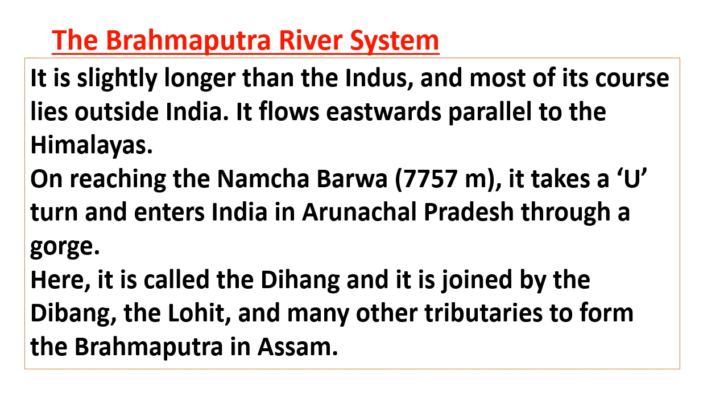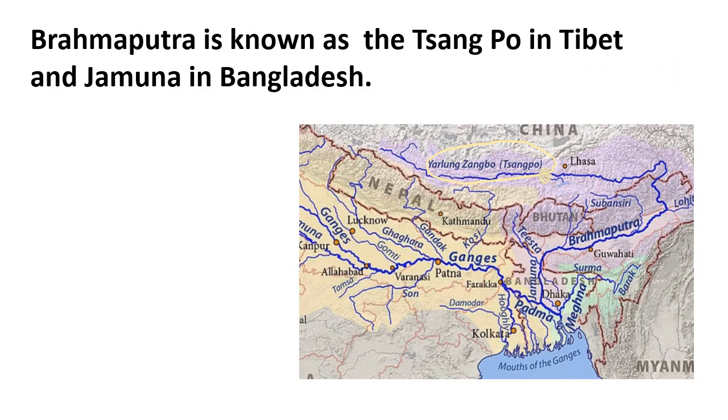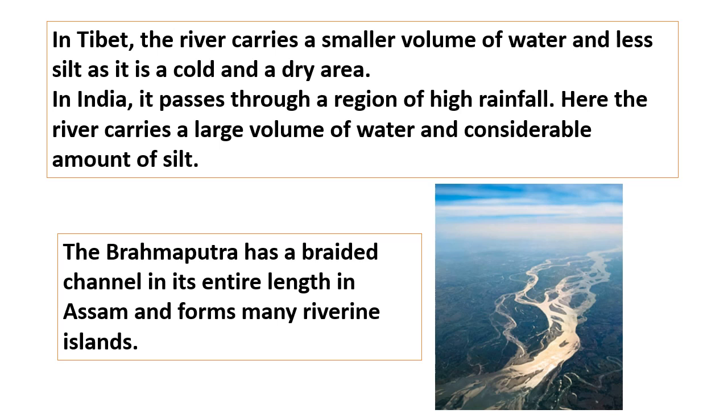Here it is called Dihang and it is joined by the Dibang, Lohit and many other tributaries to form the Brahmaputra in Assam. Brahmaputra is known as Tsangpo in Tibet and Jamuna in Bangladesh. In Tibet, the river carries a smaller volume of water and less silt as it is a cold and dry area. In India, it passes through a region of high rainfall. Here, the river carries a large volume of water and considerable amount of silt.